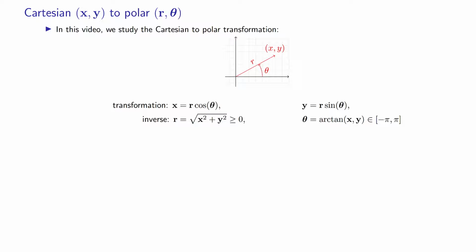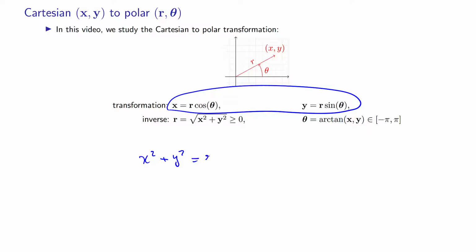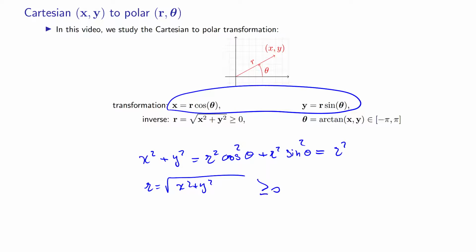Now, this is the first set of relationship. If I calculate x to the power of 2 plus y to the power of 2, I will get r2 cosine of theta to the power of 2 plus r2 sine of theta to the power of 2, and then this gives you r2. Now if you take the square root, r will become the square root of x2 plus y2, and from here you see that this shall be non-negative. Now if r is non-negative, theta should be between minus pi and pi.